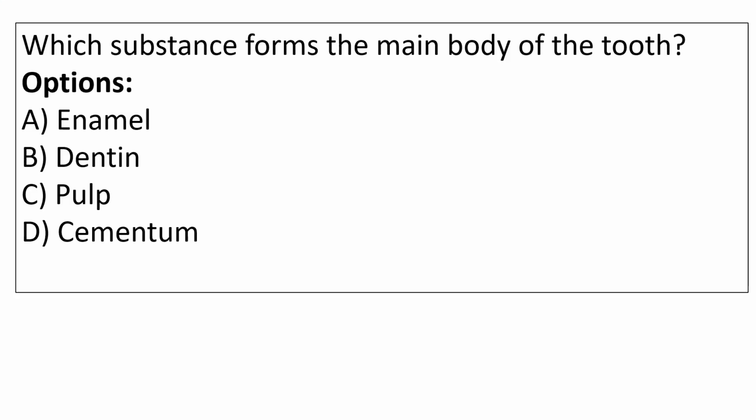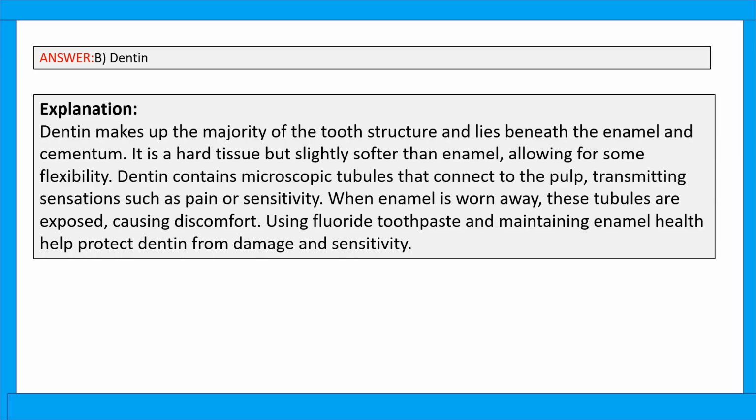Which substance forms the main body of the tooth? Option A, enamel. Option B, dentin. Option C, bulb. Option D, cementum. The right answer is option B, dentin. Dentin makes up the majority of the tooth structure and lies beneath the enamel and cementum.